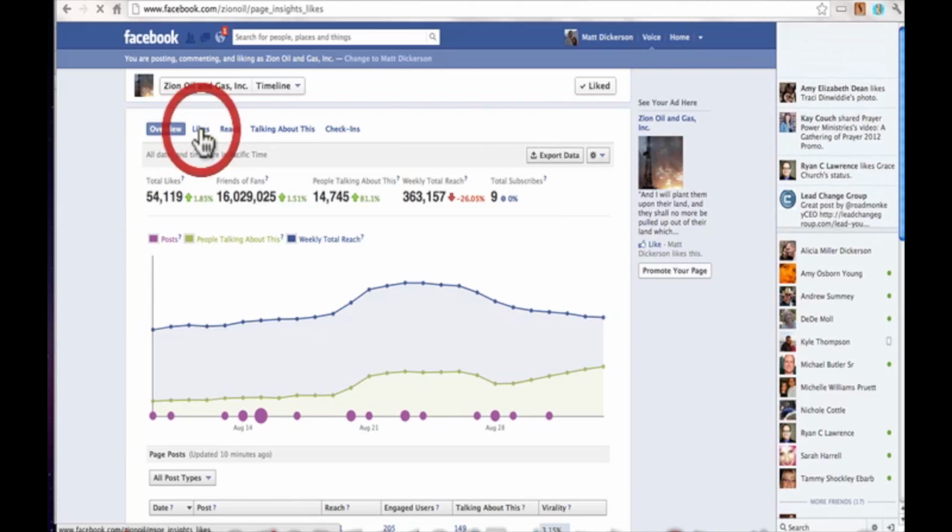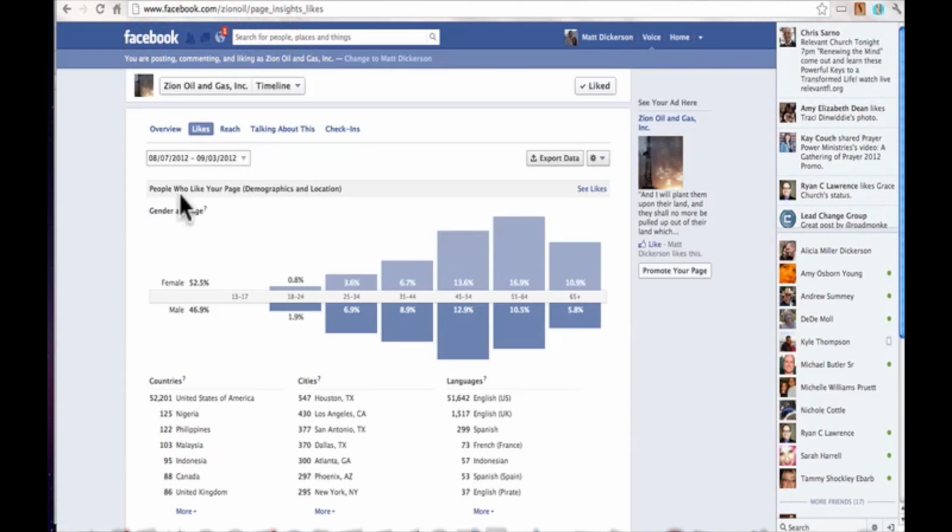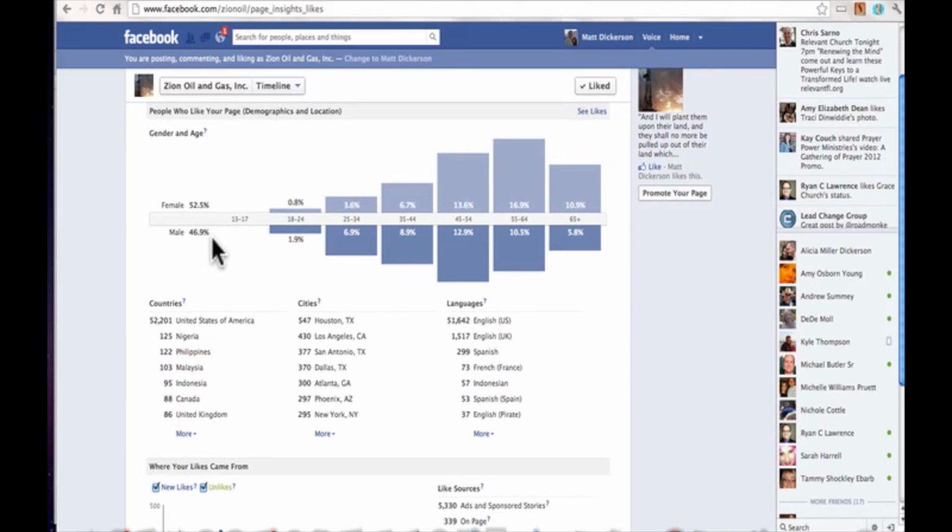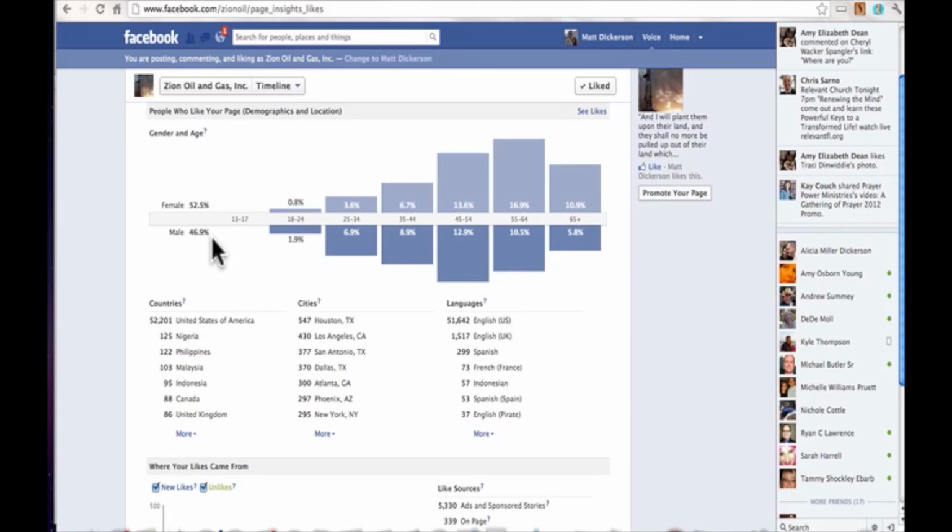Now go up here to likes. This actually gives you, it takes about a month that it lays out here, and you can change that. Okay? All you have to do is click that and change it. Your gender and age of the people who like your page. This is extremely important for you marketers out there, if you're market-minded, because out of the 54,000 fans, 52.5% are female. And then it even gives you the age graphic.